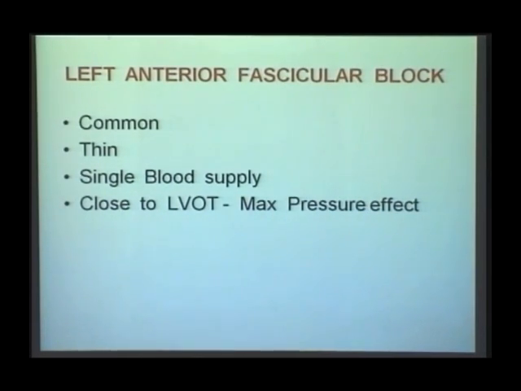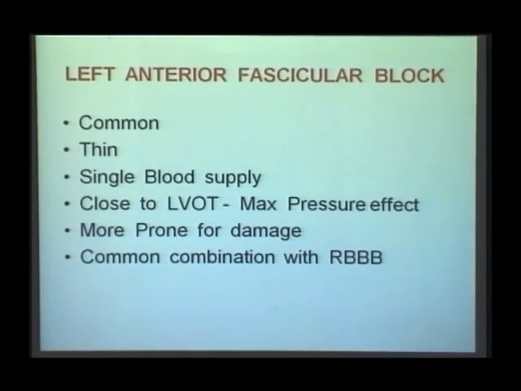The maximum stressful area in the heart is the left ventricular outflow tract, where the left ventricle is pumping at a great force into the aorta. So it is related to the outflow tract, which involves a great stress. Because of these three reasons, the commonest of all the three fascicular blocks will be the left anterior fascicular block. And it is more prone to damage because of the three reasons. Most often, the left anterior fascicular block will be in combination with a right bundle branch block.